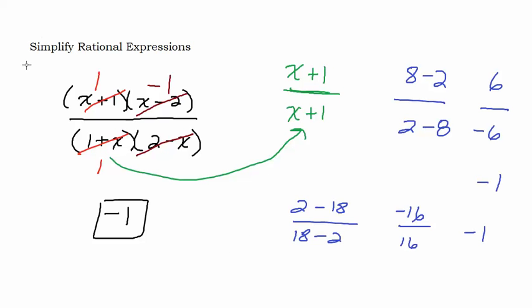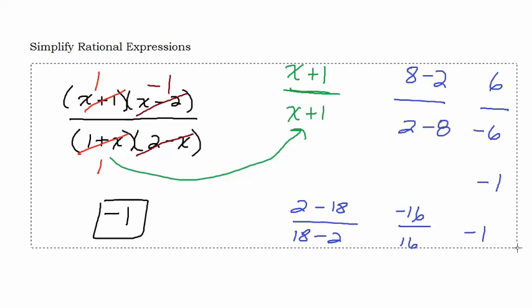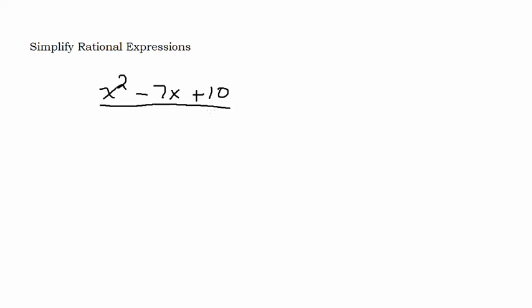All right, let's see what this would look like in a bigger problem. Let's do one that has difference of squares. Let's say we've got x squared minus 7x plus 10 over 4 minus x squared. All right, we want to reduce this fraction. So again, remember, this is the key. You have to factor. You have to think about what the factors are because you can only cancel factors.